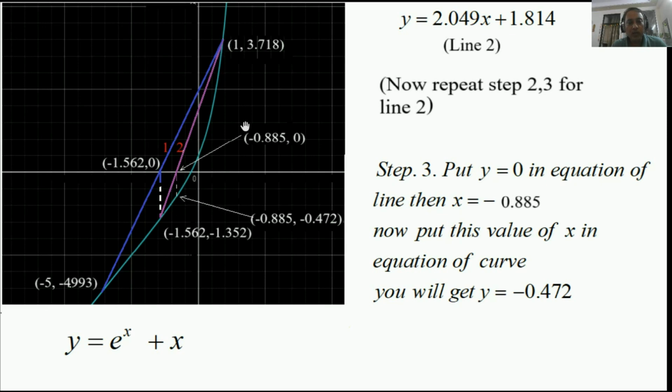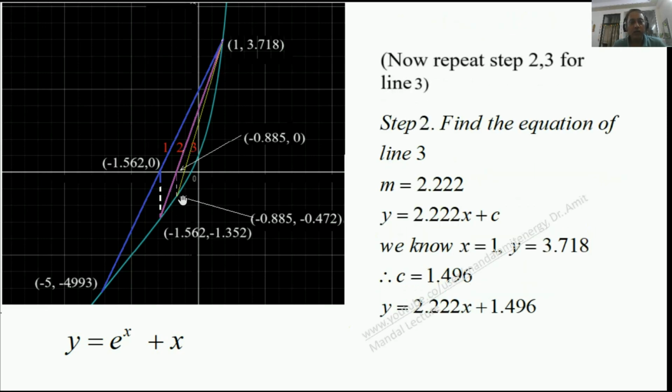You can see the root is over here. So this is line 3, the yellow line. Okay, now again we can find the equation of this yellow line. So y2 minus y1 upon x2 minus x1 will be the m. So y equals mx plus c. m I have already calculated as 2.222. So y equals 2.222x plus c. How to find c? Again, for this point when x is 1, y is 3.78. So putting the values, c equals 1.496. So y equals 2.222x plus 1.496.